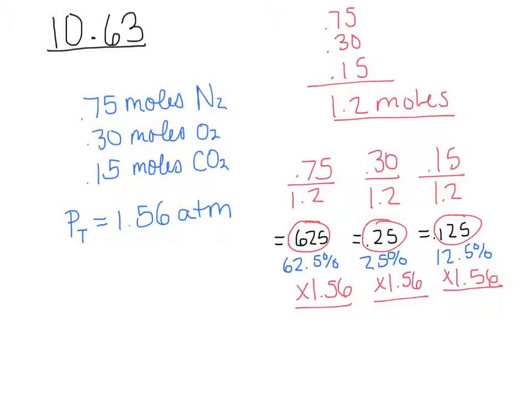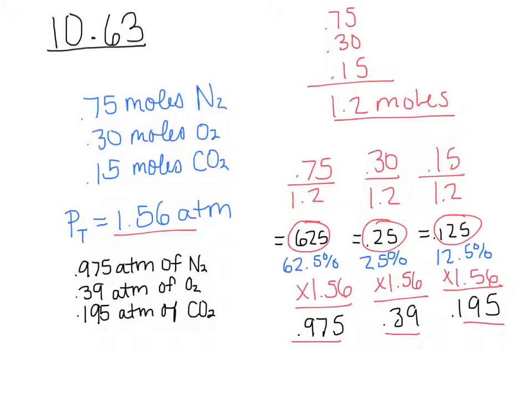And when you do this, you get the answers 0.975 for the nitrogen gas, 0.39 for the oxygen gas, and 0.195 for the CO2. If you added these three numbers up, you would get the total pressure, what you started with, which is 1.56. So these are the partial pressures of each gas.